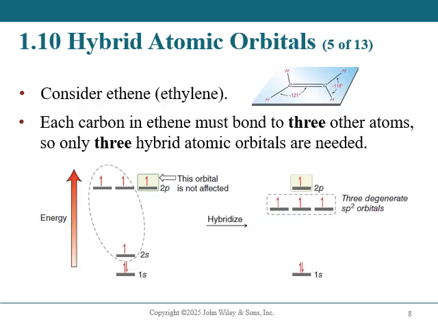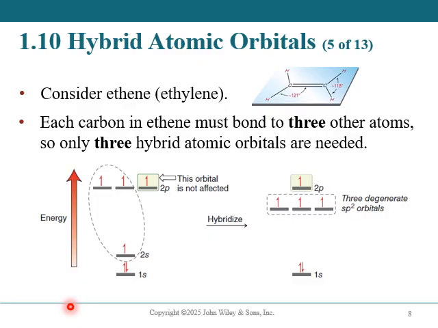Now, if you look at multiple bonds, double and triple, that's where things get a little bit more interesting. Let's look at ethylene or ethene first. In this case, we have 3 bonds, as you can see here: double bond, single bond, single bond, same thing on the right side. And each carbon in ethene must bond to 3 other atoms, so only 3 hybrid atomic orbitals are needed. So do I combine all 4? Not at all. I only combine as many as I need.